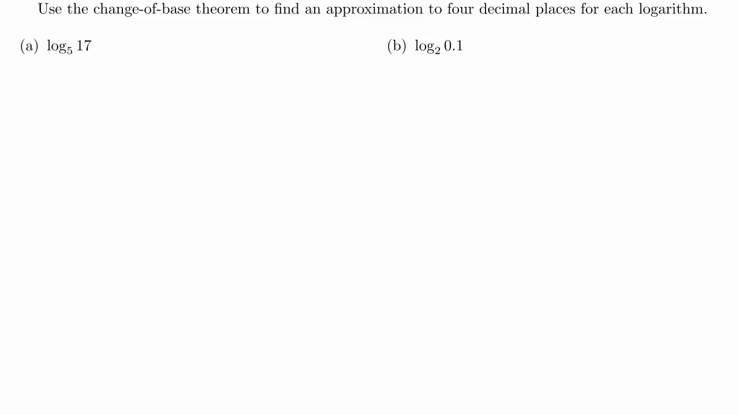Hello. In this example, I want to use the change of base theorem to find an approximation to 4 decimal places for each logarithm. A says log base 5 of 17, and B says log base 2 of 0.1.